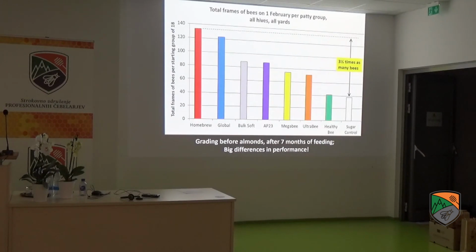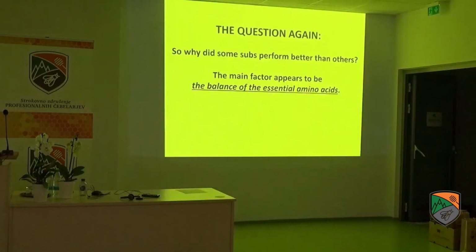Okay, final analysis. I said, well, the easiest thing to do is, out of those 18 hives, how many total frames of bees were there that would pay me $25? And the home group, we made good money on the home group. 3.5 times as many frames of bees in the home group as there were in the sugar controls. So a very clear difference of what you're looking at.